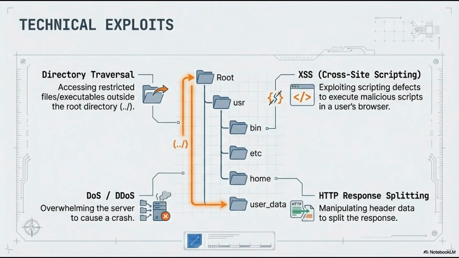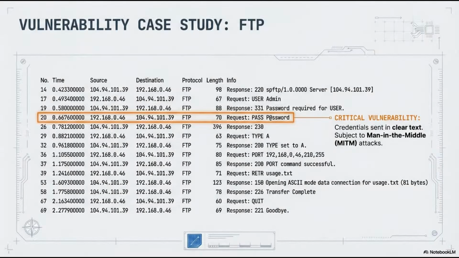Okay. Now, sometimes you don't even need a fancy technical exploit. Sometimes the protocol you're using is just completely broken out of the box. Check out slide 8. We're looking at what looks like a screenshot of packet capture from Wireshark, and there's a brightly highlighted line right in the middle. Request, pass, password. You can read it perfectly, right? Yeah, I can read the password as clear as day. It literally just says password.